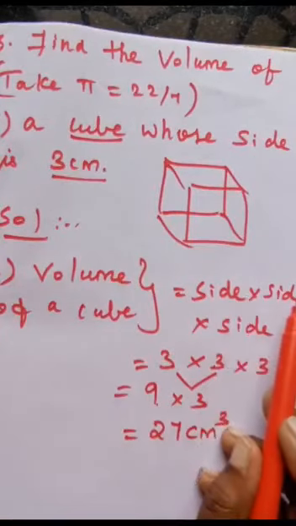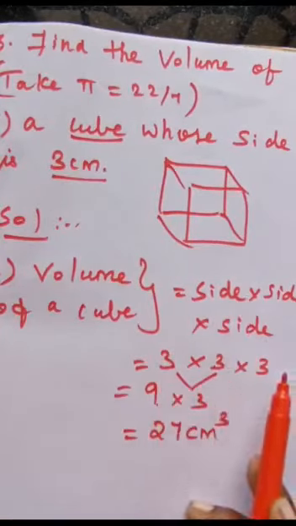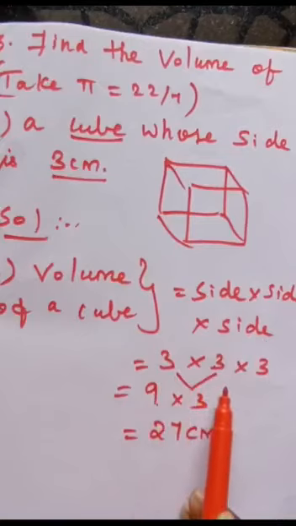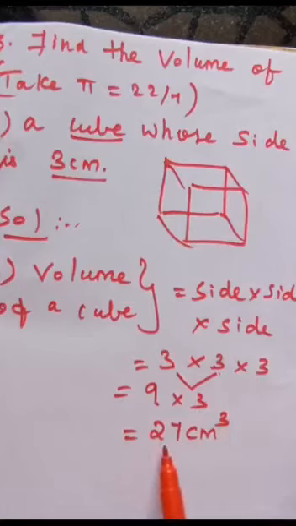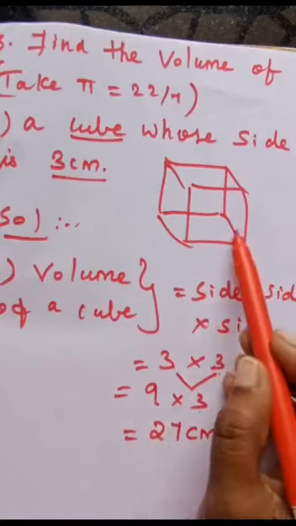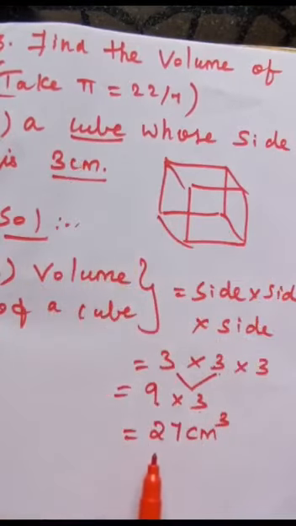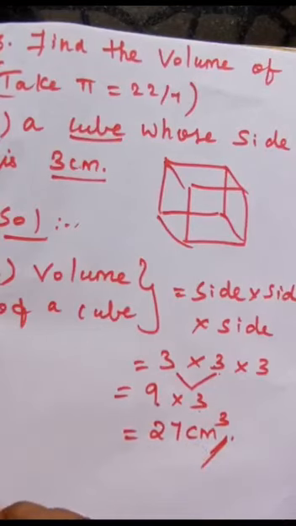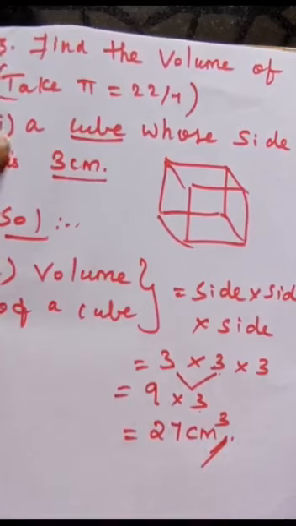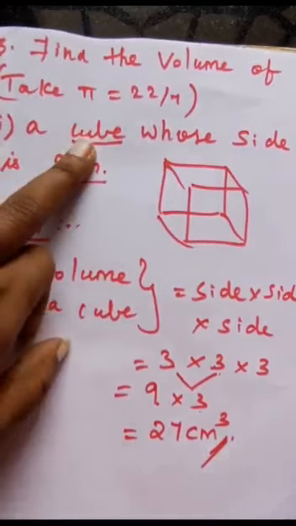The formula is side into side into side. For the 3 sides, the same value 3. You have to substitute that 3. 3 threes are 9, and 9 into 3 is 27. And the final answer for the volume of a cube is what? When the side of a cube is 3 centimeter, the volume of the cube is 27 centimeter cube. Is it clear? This is our final answer, and this is our first option. We have completed our first option, volume of cube.